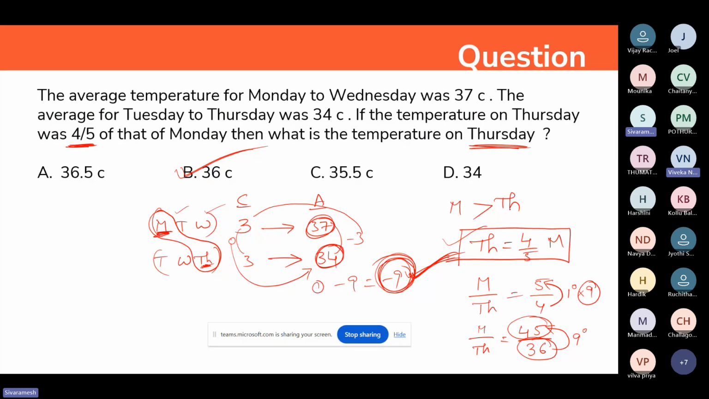Yes, sir. What I have explained here, this logic is the crucial part. If you didn't understand this logic, people will solve by taking equations, which is not preferable in competitive exams, because it will consume a lot of time. So we'll go with the next one.